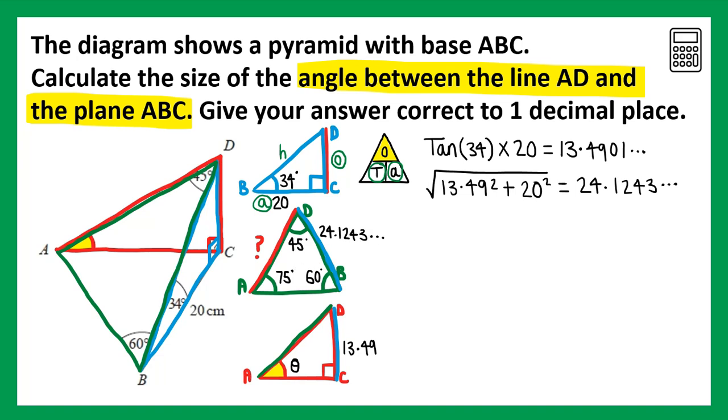Now I have enough information to use the sine rule. I have two pairs of opposite lengths and angles where one is unknown to be found. I'll use the version of the sine rule where the unknown length forms the numerator. So the length AD over sine of the opposite angle, 60 degrees, is equal to the other length, just worked out to be 24.1243, over sine of the opposite angle of 75 degrees.